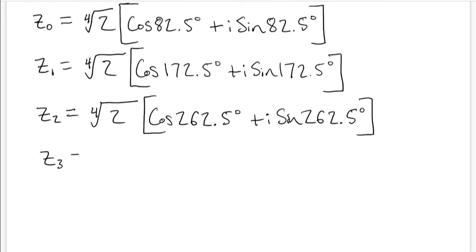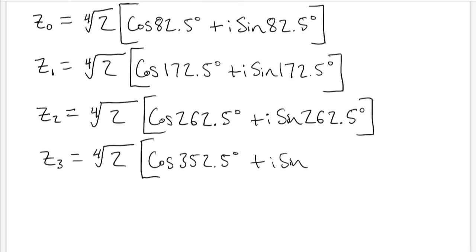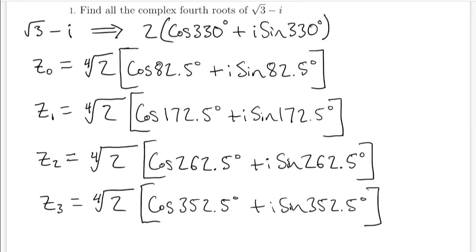And if you knew that already, then maybe you're frustrated that I worked all of these out by hand the way I did. But since a lot of people watching this video are probably just learning about this formula, I wanted to show me working it all out. But in the next example, I will use this pattern where we add 90, add 90, add 90. So this is going to give me 352.5 degrees plus I sine 352.5 degrees, and those are all 4 of our complex fourth roots of root 3 minus I.